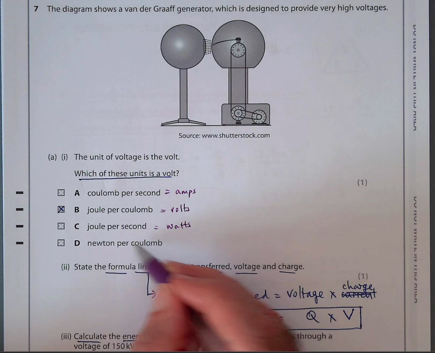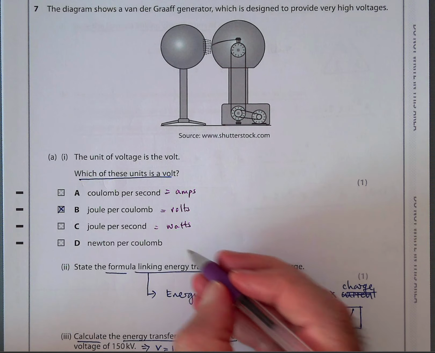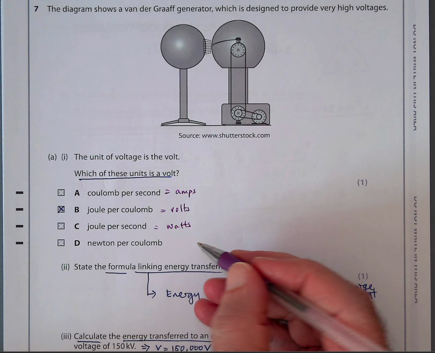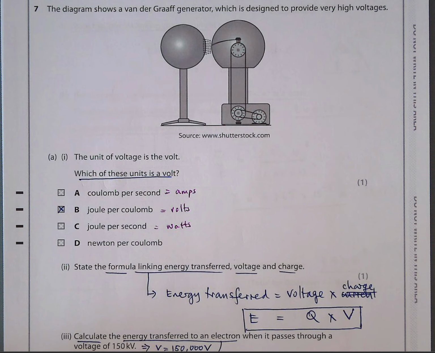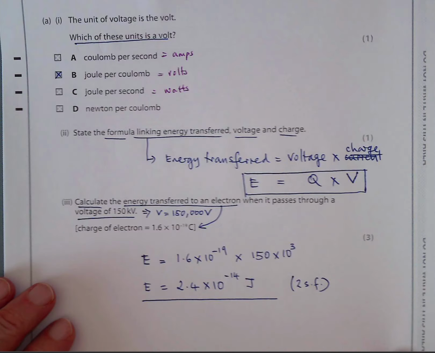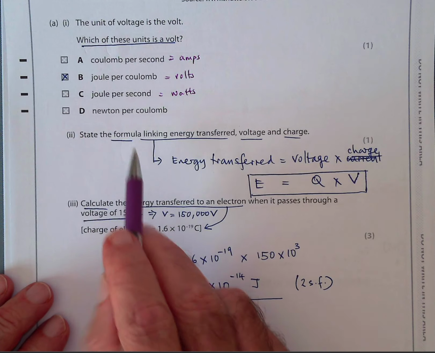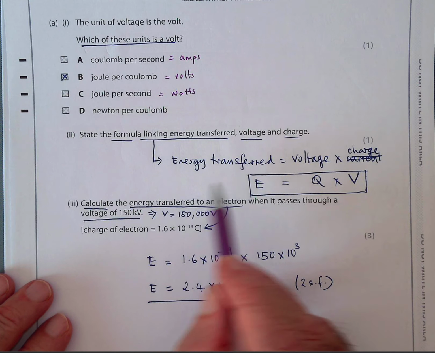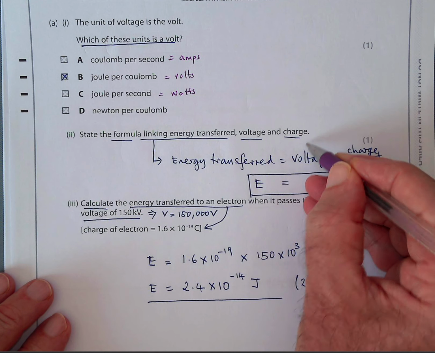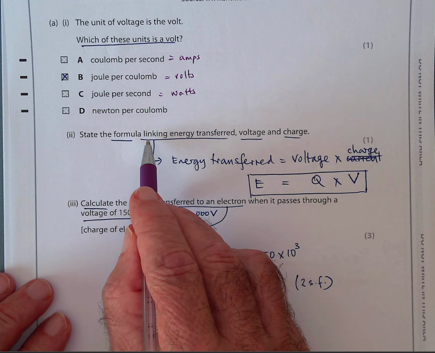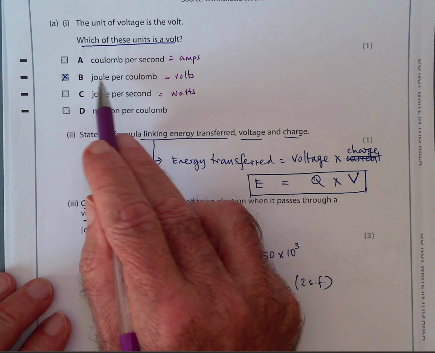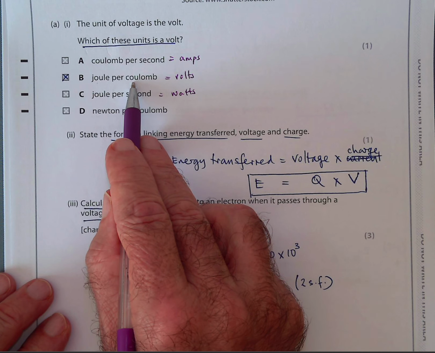Okay, so if you don't know it, you've got to go with what you know. This is to do with field strength of something. So B is the answer. So voltage is joules per coulomb, and it wants you to now link a formula between voltage, energy, and charge.